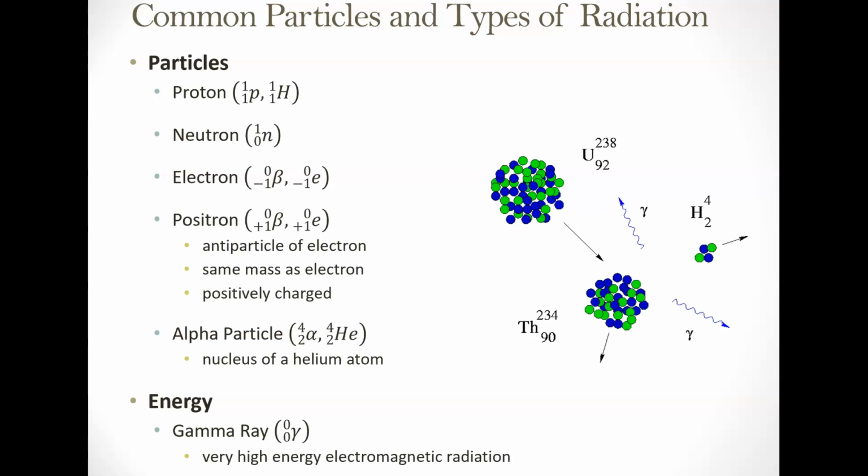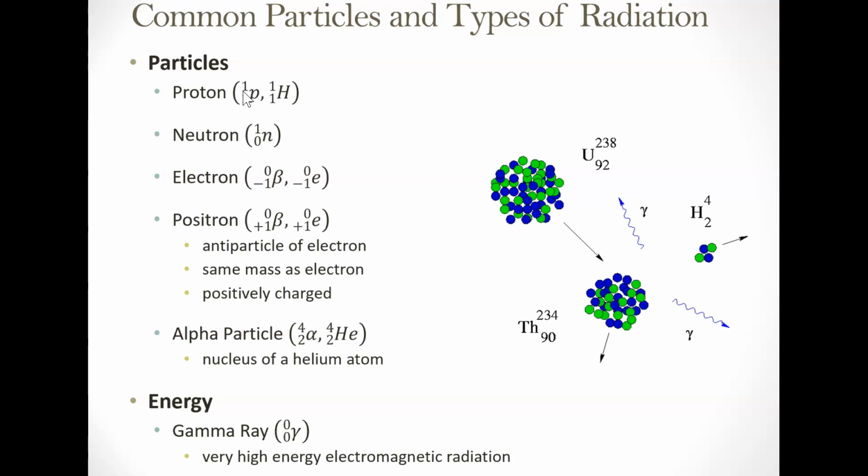In order to balance nuclear equations, we must understand the particles that are involved. Protons, neutrons, electrons, positrons, and alpha particles. The type of energy sometimes accompanies nuclear decay. This is called gamma radiation.